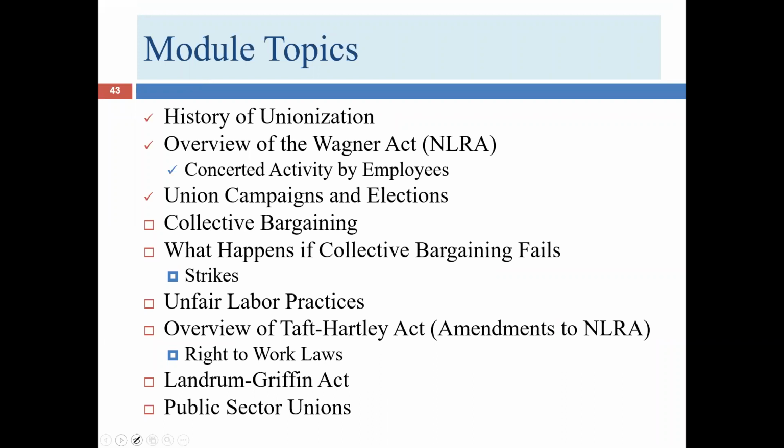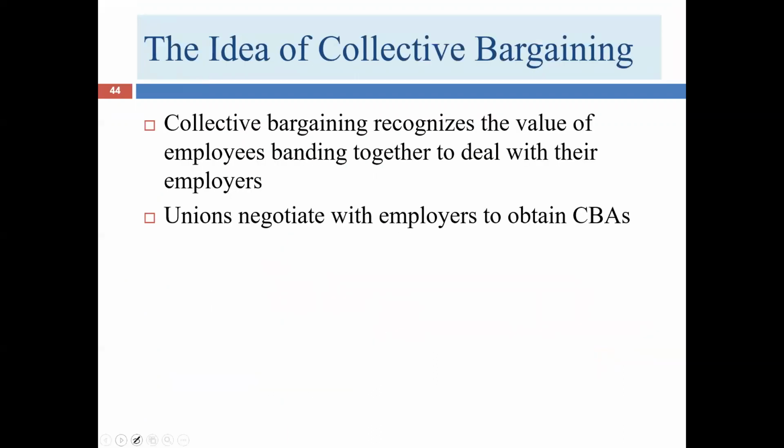Okay, so now at this point, we've discussed the history of unionization. We've given an overview of the first or the original part of the NLRA, the Wagner Act, and we've talked about union campaigns and elections. Now let's talk about collective bargaining. And I've kind of talked about a lot of this, so some of this I'll probably go over pretty quickly.